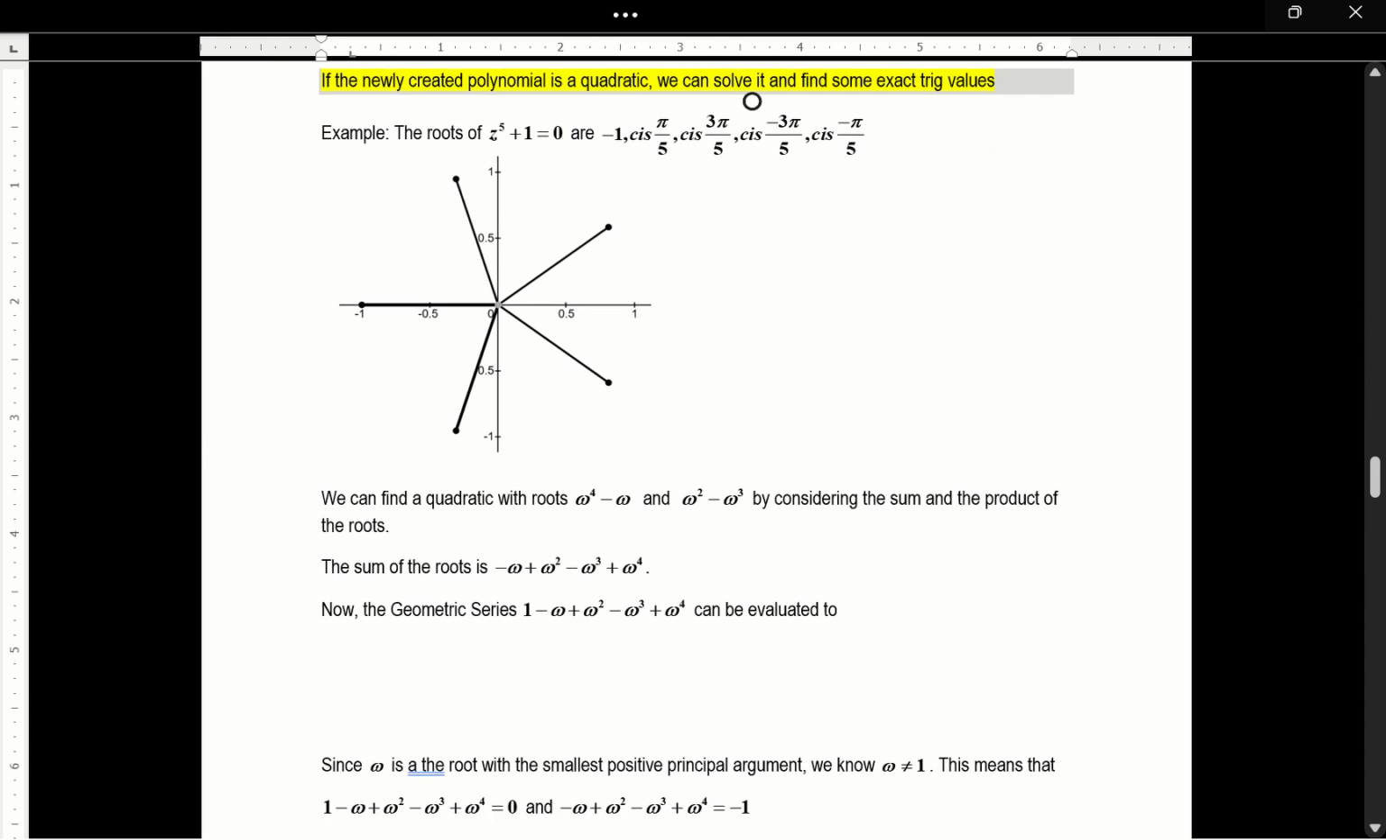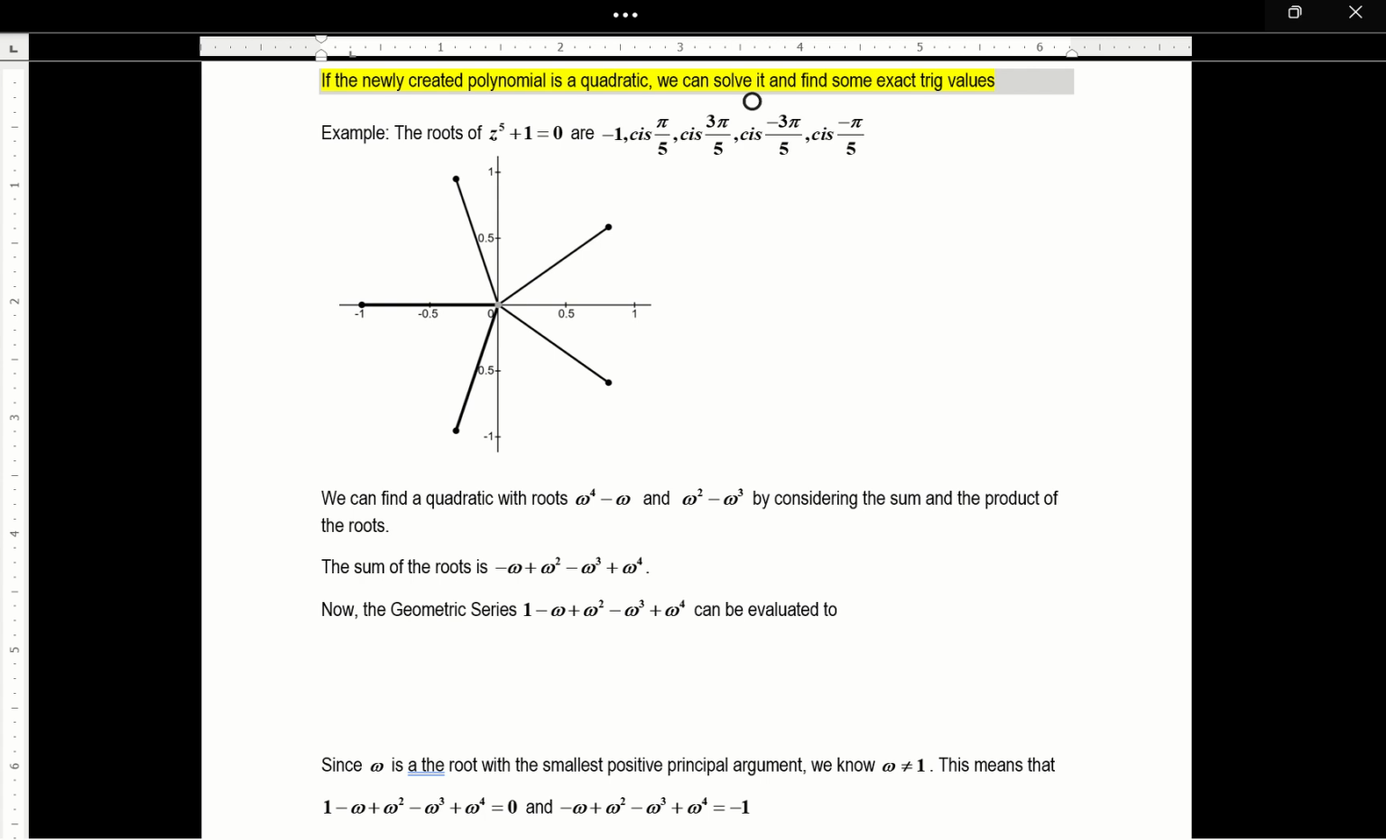But if it's a quadratic, like we're going to talk about now, we could go through that whole process that we just went through. And also, we could take the quadratic that we end up with and try solving it using the quadratic formula and come up with some values, and maybe we can equate together the two answers we get. And that can give us some exact values of trig ratios. So let's give that a go instead of creating a cubic.